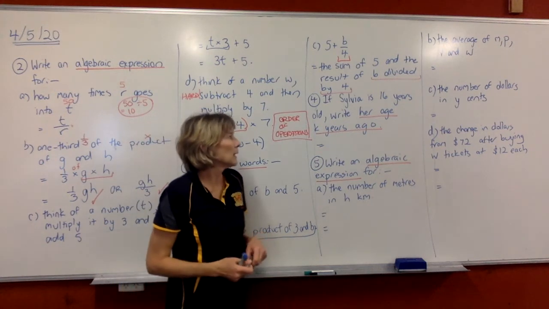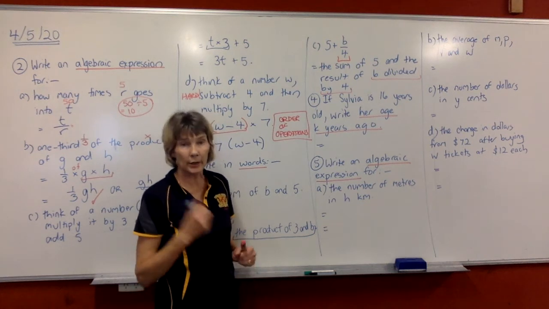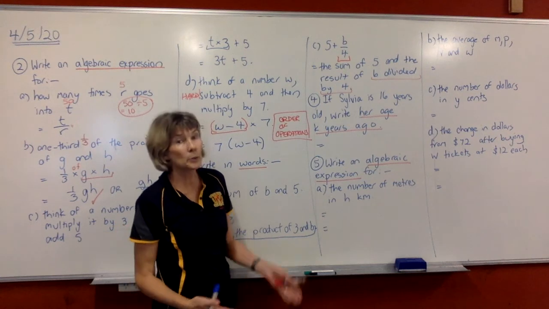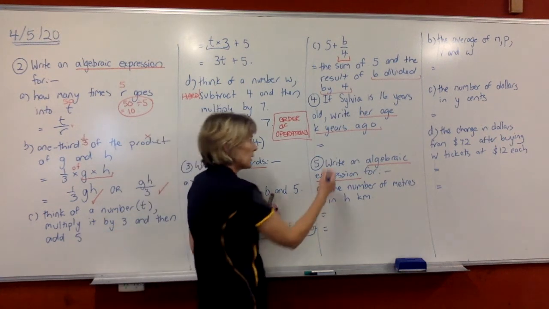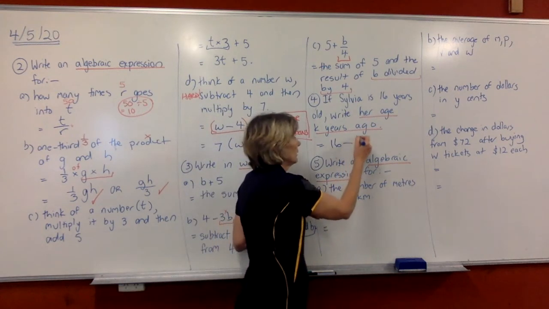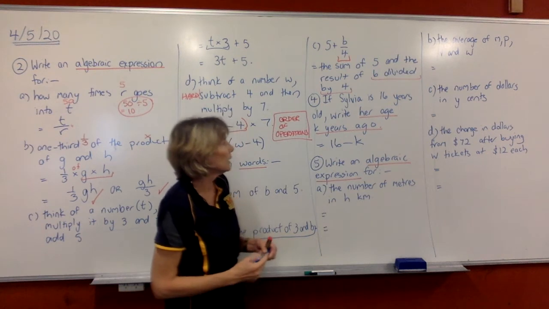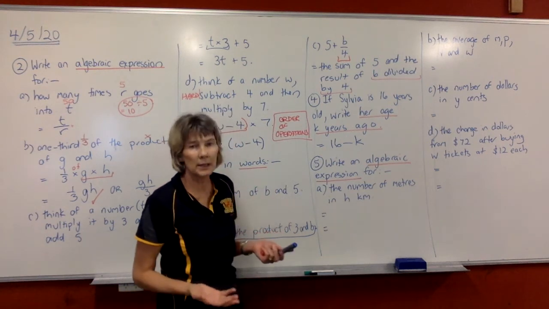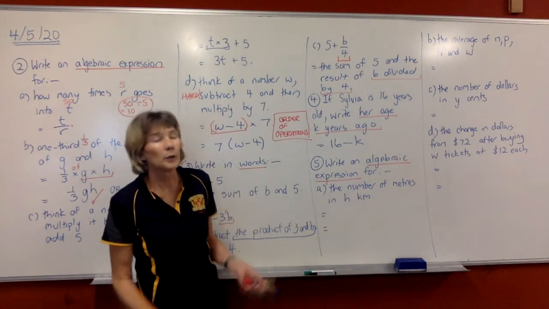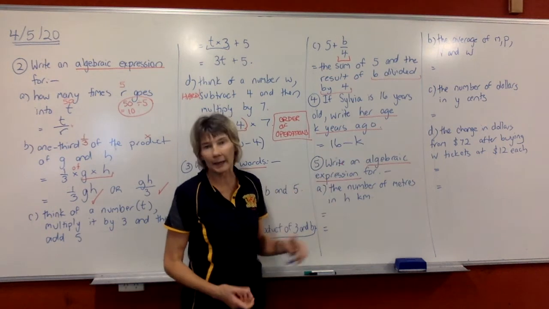Okay, the next one. If Sylvia is 16 years old, write her age K years ago. So K years ago is in the past. So she was younger then. So what we're doing is taking her 16 years and we're taking off K years. That's how old she would have been. So you can imagine if we said if Sylvia is 16 years old, write her age 4 years ago, you would do 16 take away 4. So we're doing 16 take away K.